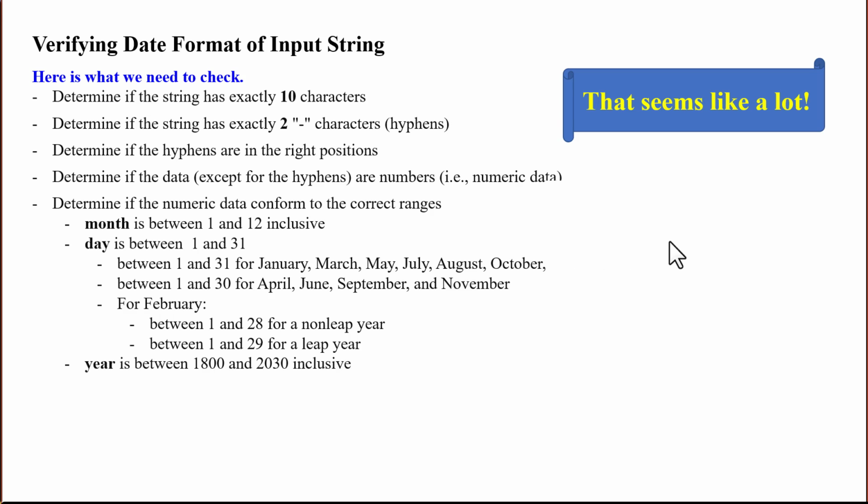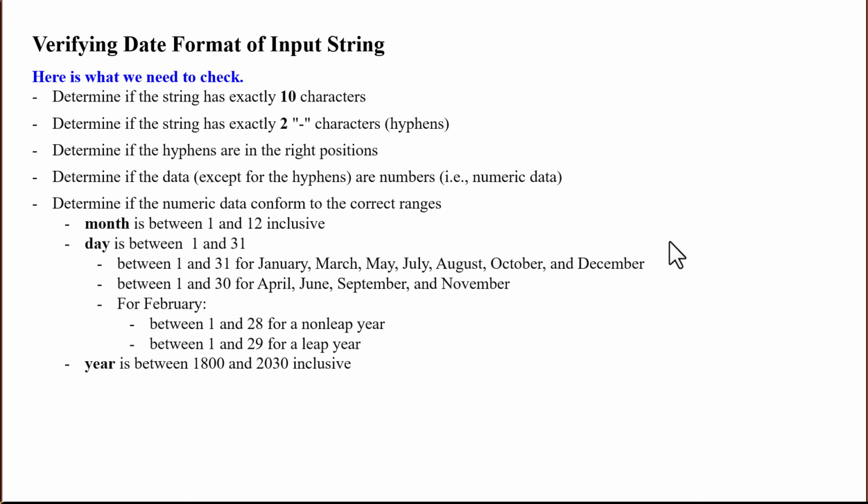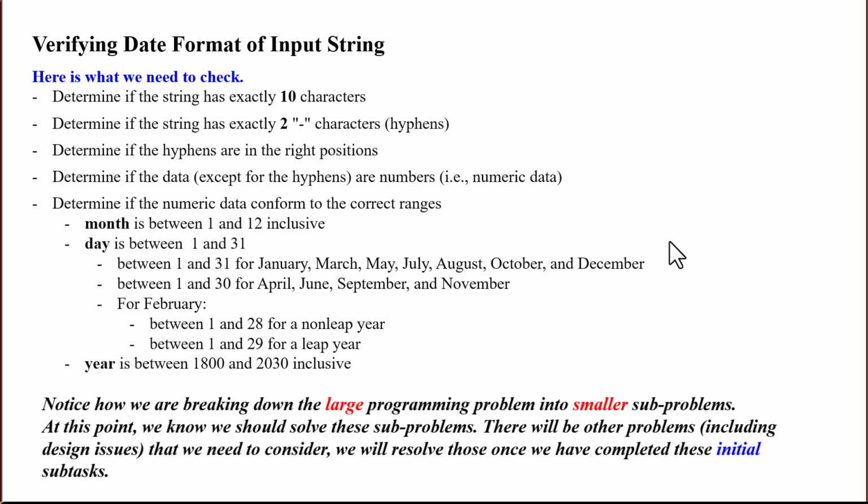And of course, it is, but as you can see here, we're breaking the overall problem into these 5 sub-problems. This will help us deal with the complexity. So notice, as I just said, we are breaking down the larger programmatic problem into smaller sub-problems. Now, at this point, we know we should solve these sub-problems. There will be other problems, perhaps including some design issues, that we will need to consider. We will resolve those once we get through looking at or solving these initial subtasks.